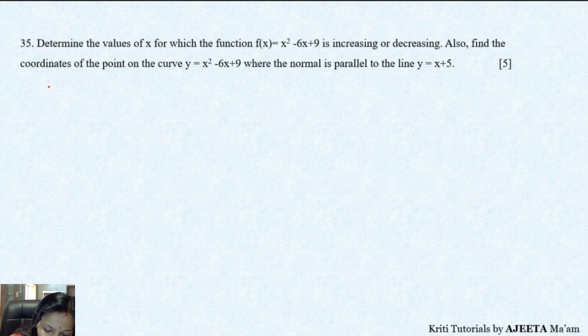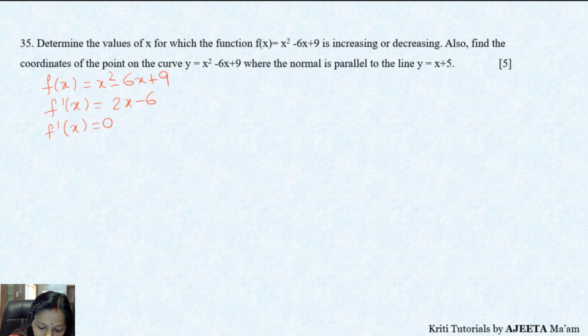Now what's the point for the increasing decreasing? That we will have to find the derivative first and we will be equating it to 0 to find the critical points. Okay, now let's find f dash x, so which gives you 2x minus 6. Correct. Now let's equate it to 0. So 2x minus 6 is 0. So basically we get x as 3.